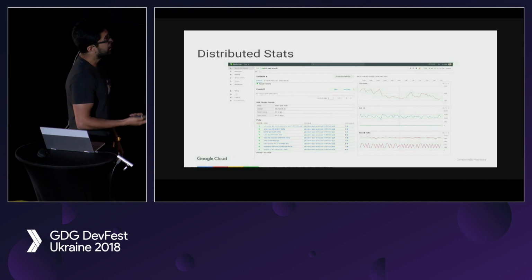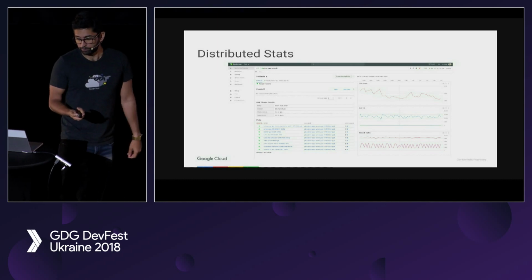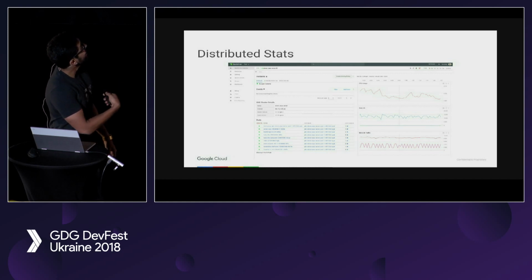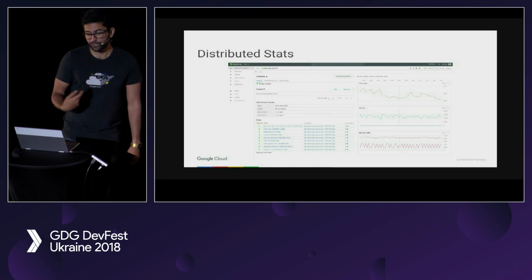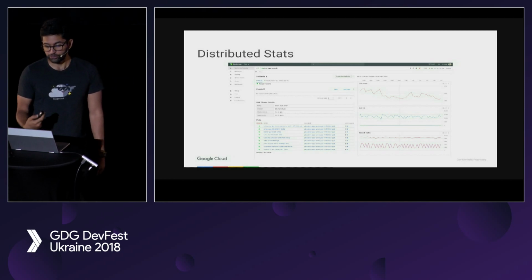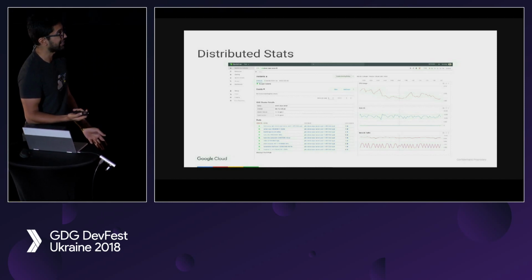Okay, so distributed stats are very similar. Let's look at this. This is a default Stackdriver dashboard. No one can read anything on that slide, which is fine. It's showing you things like CPU usage, memory usage, disk I/O, things like that, right? So I call these infrastructure level statistics.